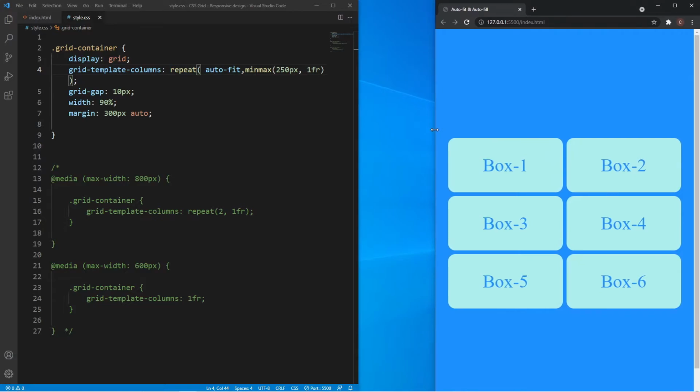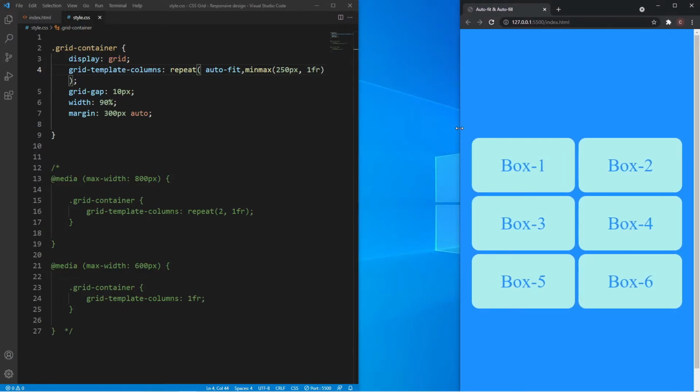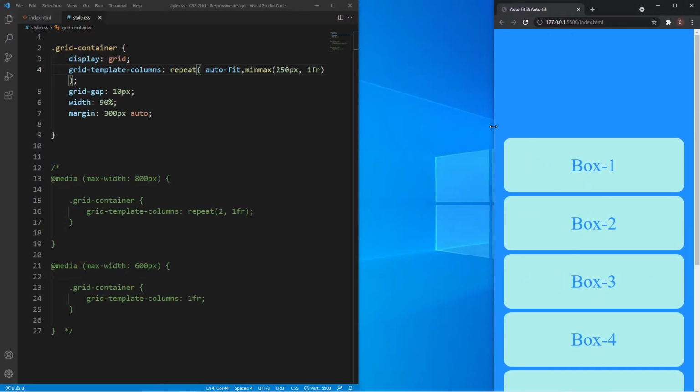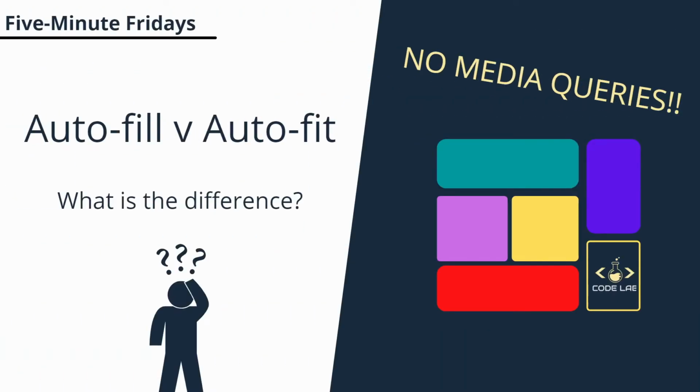And if we get even smaller, once we hit that threshold of 250 pixels, when it can no longer fit that, it will stack on top of each other. And as you can see, we now have responsive design in just one line of code, which really shows the power of CSS Grid. Now you may be wondering what the difference between these 2 are, so that being autofill and autofit.